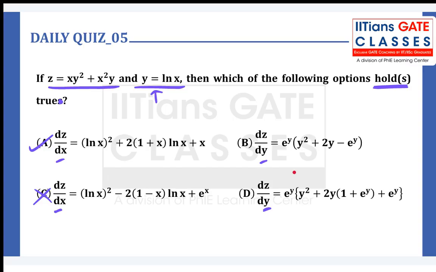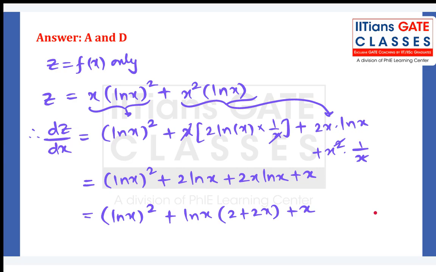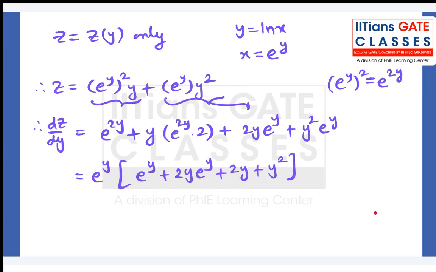Second option does not match, because there is no 2y e^y term. This option matches, because it is 2y plus 2y e^y. So that exactly matches with our option, no? Y square, 2y. So therefore this is option D.